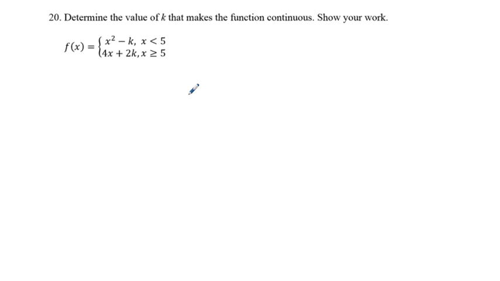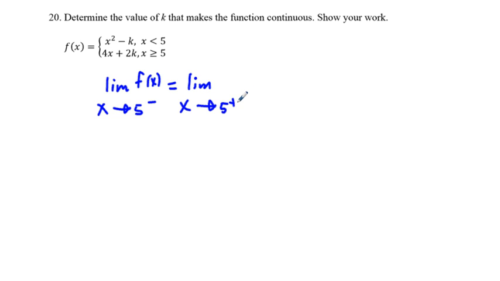20, determine the value of k that makes the function continuous. Show your work. Well, I think a lot of you guys did pretty well on this one. We'll say the limit as x approaches 5 from the left of f of x equals the limit as x approaches 5 from the right side of f of x.